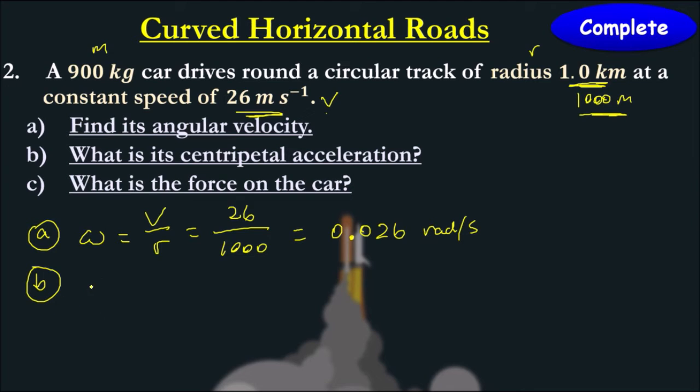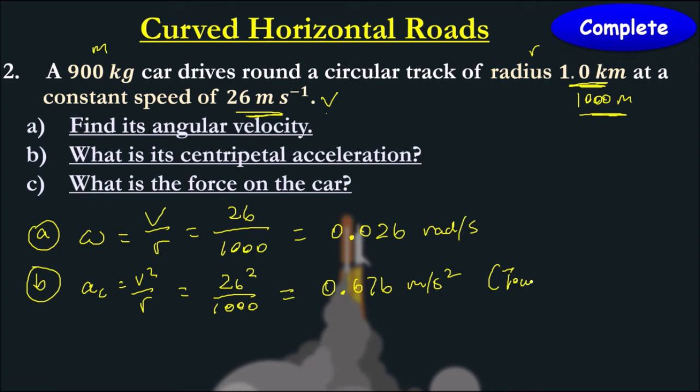Part b, what is the centripetal acceleration? v squared over r. So 26 squared over 1,000 gives 0.676 meters per second squared towards the center. And then what's the force on the car? The cause of the centripetal acceleration is obviously the centripetal force, and our centripetal force is caused by the friction on the road.